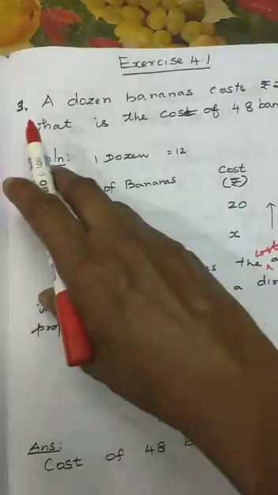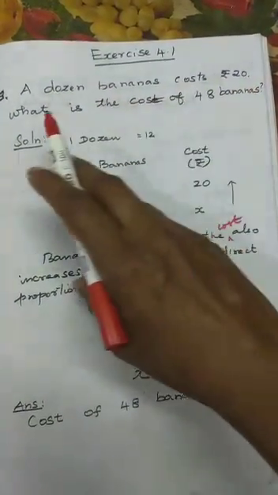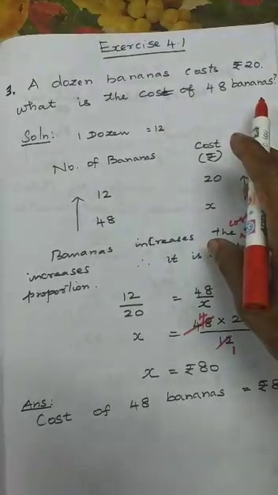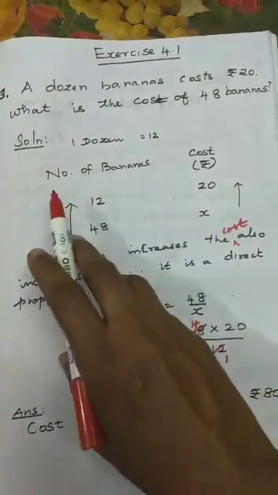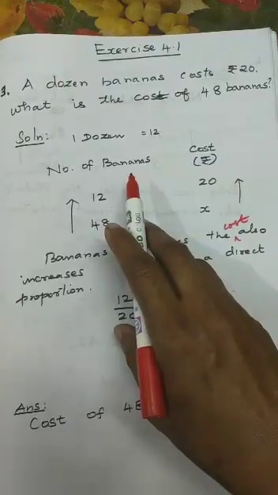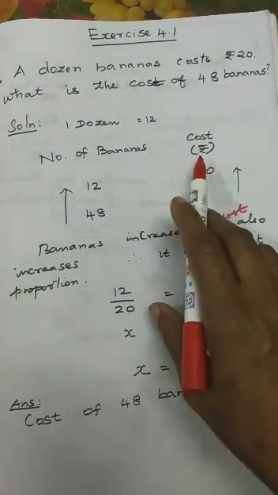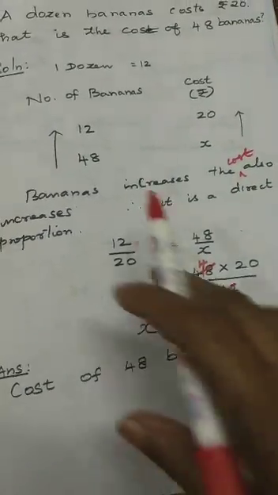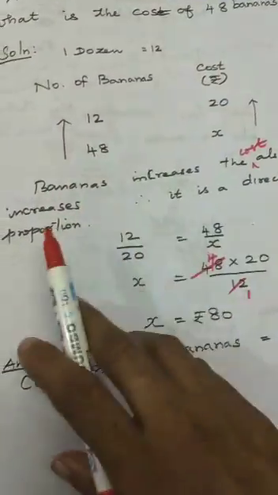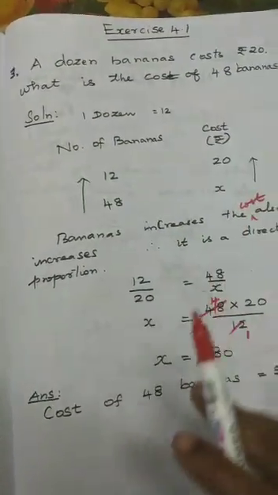Exercise 4.1, third sum. A dozen bananas cost rupees 20. What is the cost of 48 bananas? 1 dozen means 12. Okay. Write as number of bananas and cost in rupees. Here you have written rupees, so you need not write the rupees here. Okay. 12 bananas, 20 rupees. Then 48 bananas, we don't know. So you take as X.